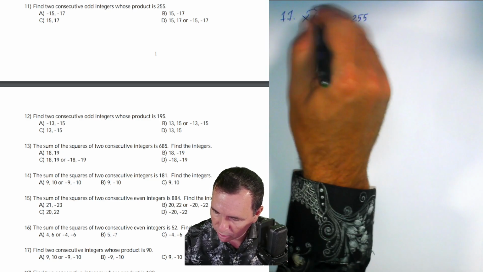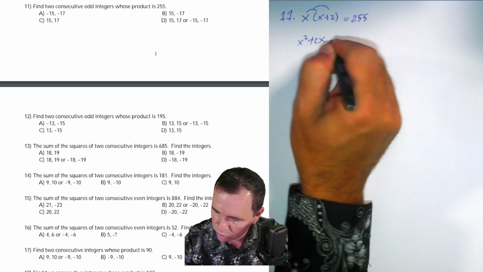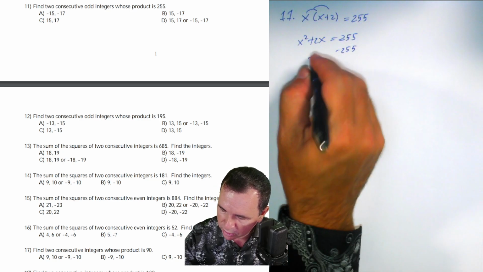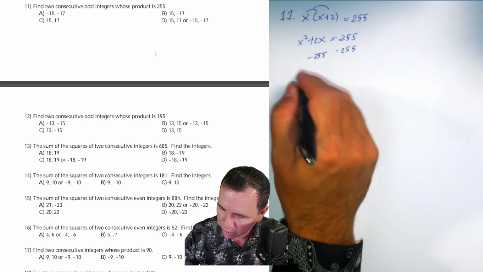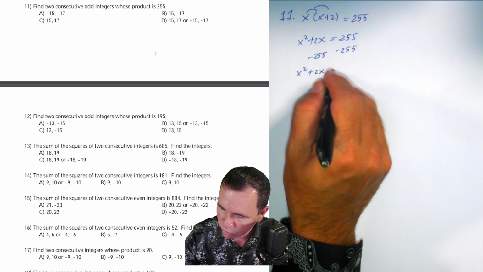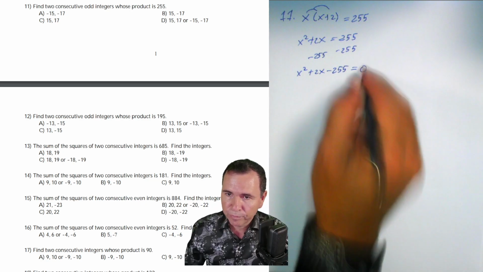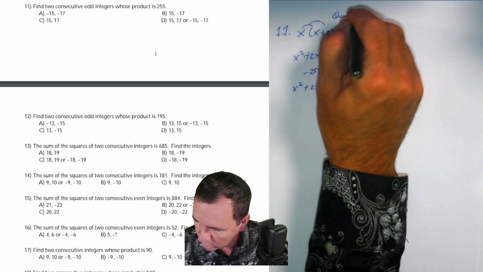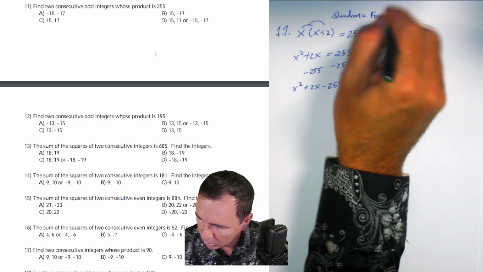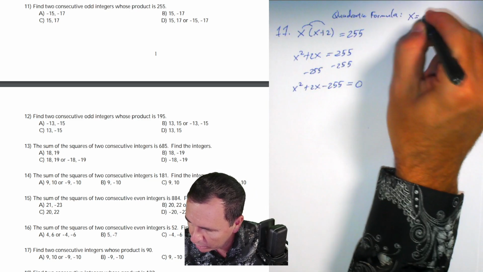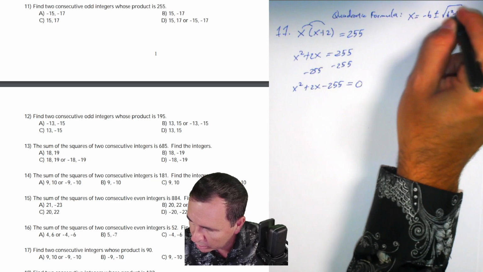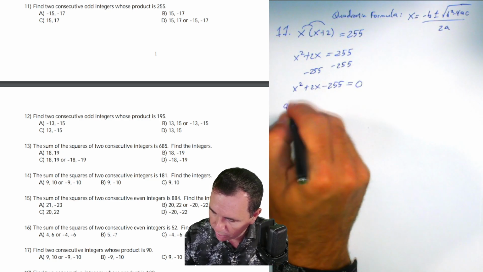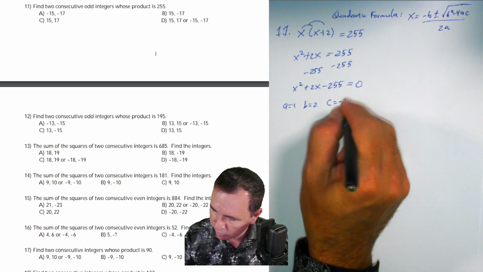I'm going to distribute. I'm going to get x squared plus 2x equals 255. I'm going to subtract 255 from both sides so I can zero out the right side. I'm going to get x squared plus 2x minus 255 equals 0. And again, I'm going to have to apply the quadratic formula. The quadratic formula is x is equal to negative b plus or minus the square root of b squared minus 4ac, all over 2a. So a is 1, b is 2, and c is negative 255.